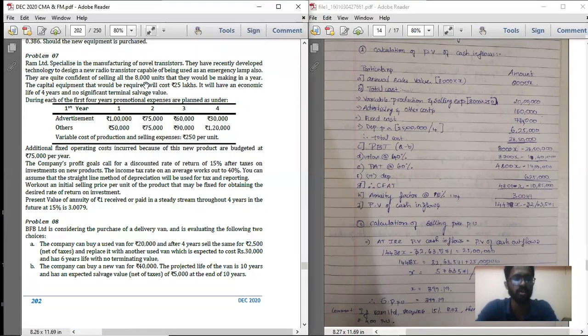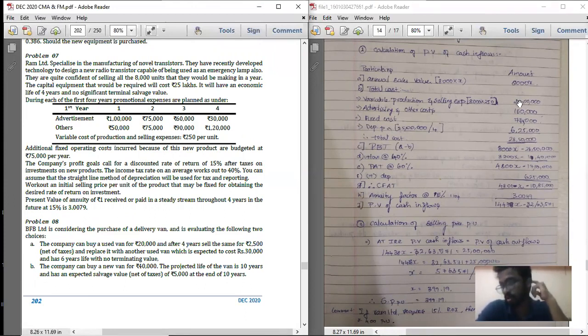Apart from this, there is one more cost, that is depreciation. They have given, assume that the straight line method of depreciation will be used for taxing and reporting. So straight line method, 25 lakhs divided by 4. Below the last arrow mark, record depreciation per annum, within bracket 25 lakhs divided by 4. How much is 25 divided by 4? You are getting 6.25, that is 6 lakh 25,000. In the amount column record 6 lakh 25,000.